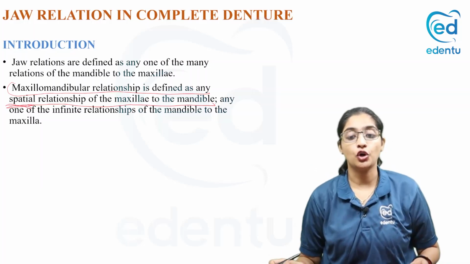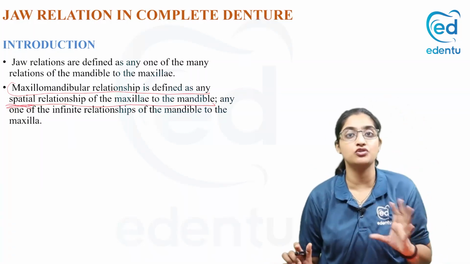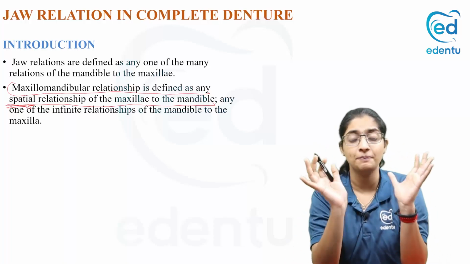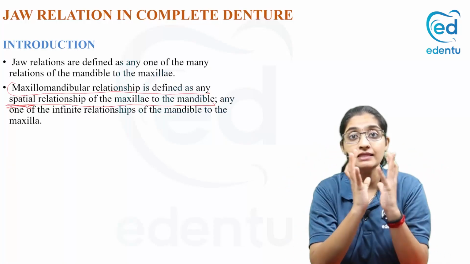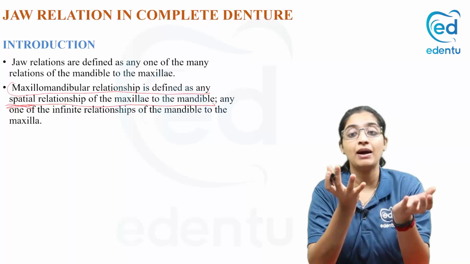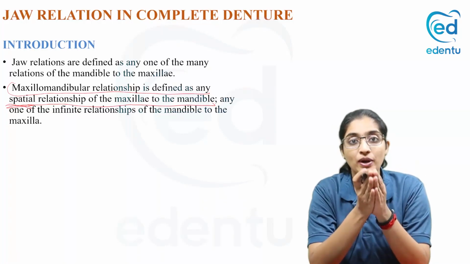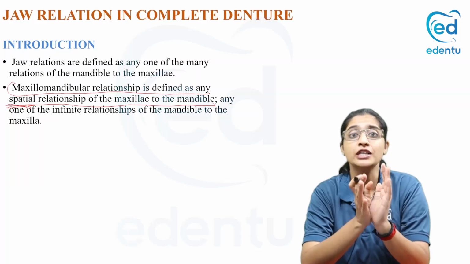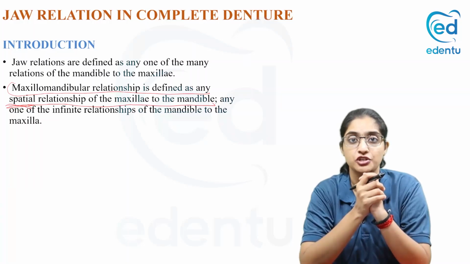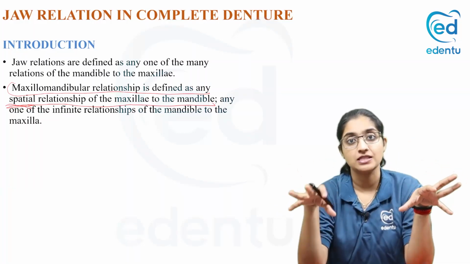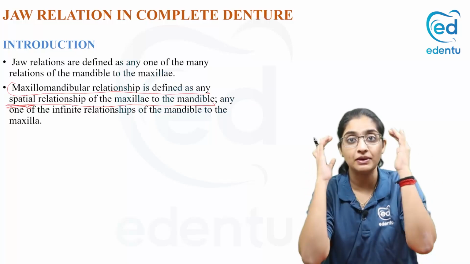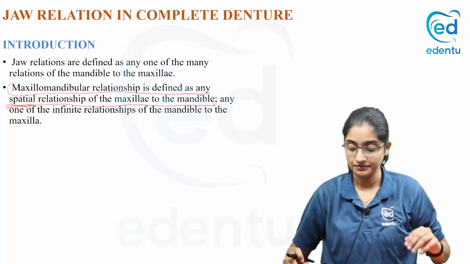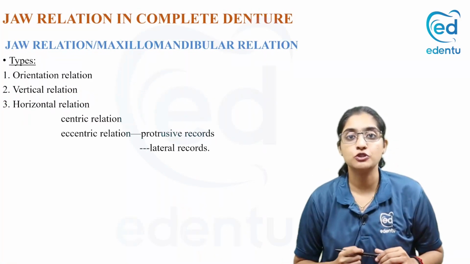You are talking about a 3D structure. You are looking at your skull as a 3D structure, and in that you are determining the relationship keeping the skull as the base. That is why it is called a spatial relationship. All these aspects are taken into consideration by keeping the skull as the base. What are the types of jaw relation?